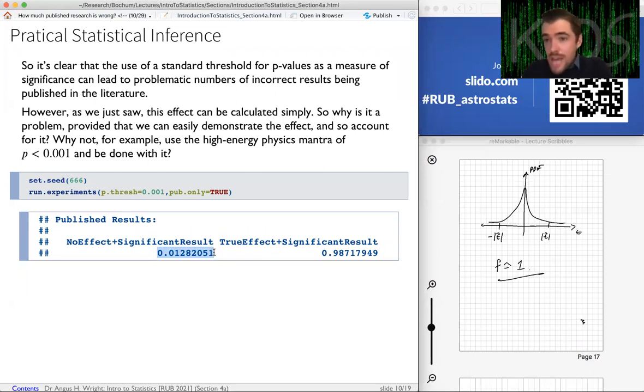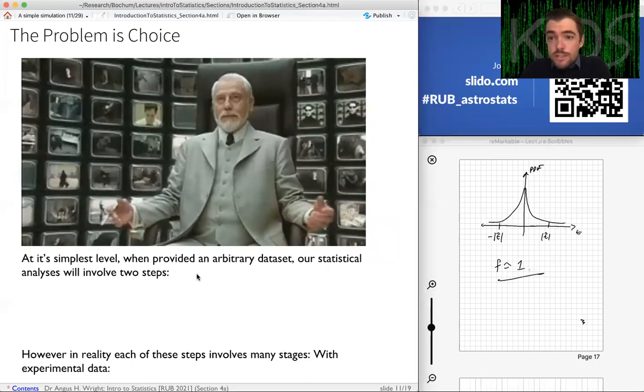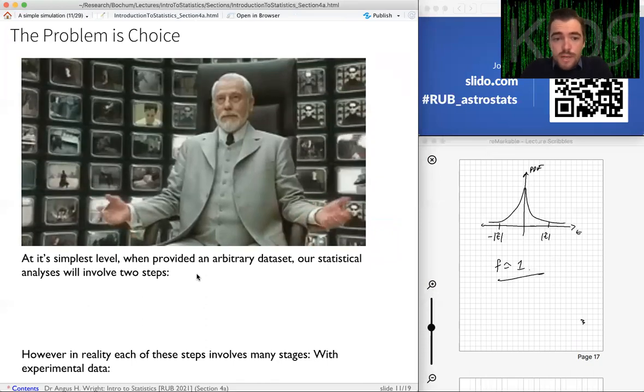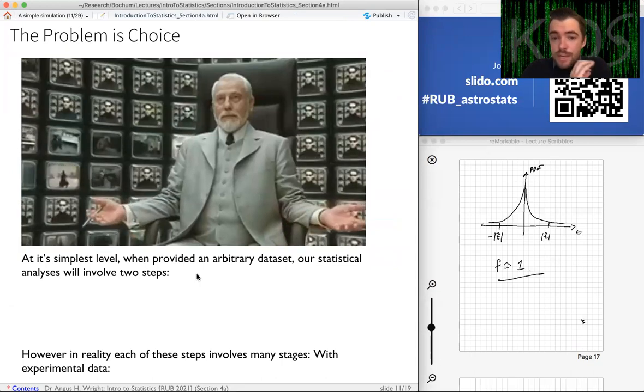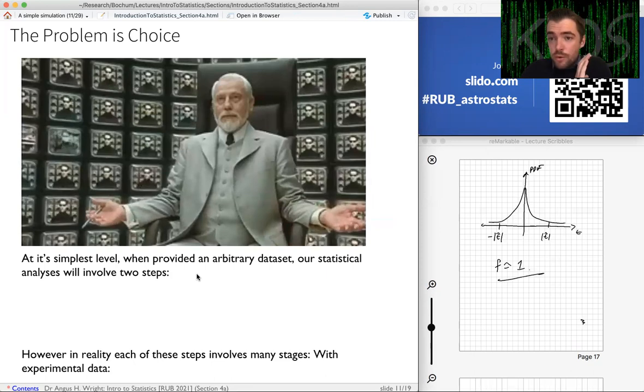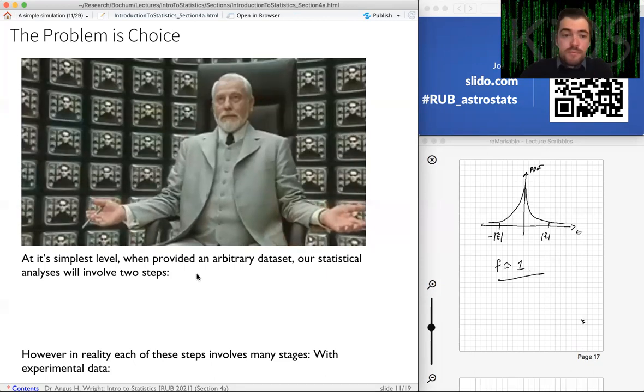So why don't we just do that? Why don't we just set the p-value as having to be quite small and run with that? And the answer to that question is the problem is choice. The problem is that experiments don't happen in a vacuum without any sort of prior understanding of the people who are analyzing them.